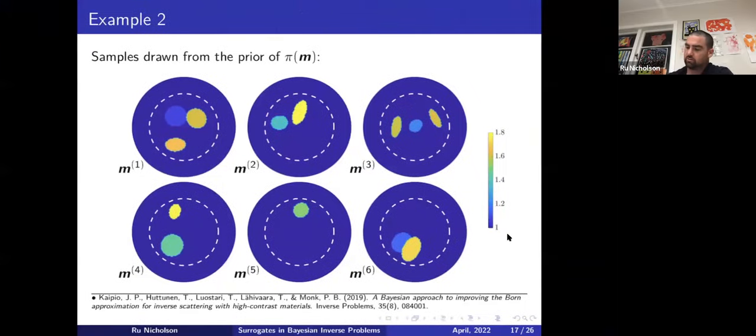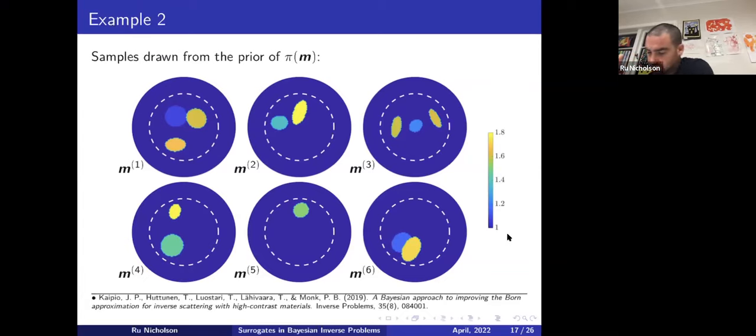Okay, and so here, just like in the literature, we've generated samples of the parameter. So this is the scatterer, or sorry, the refractive index. This is what it may look like. These are samples from our prior, but then we're going to consider a more complicated example, because the Born approximation, as we may be familiar with, is generally only good for single scatterers, and for low aspect ratio, or low ratios between the background and the scatterer.